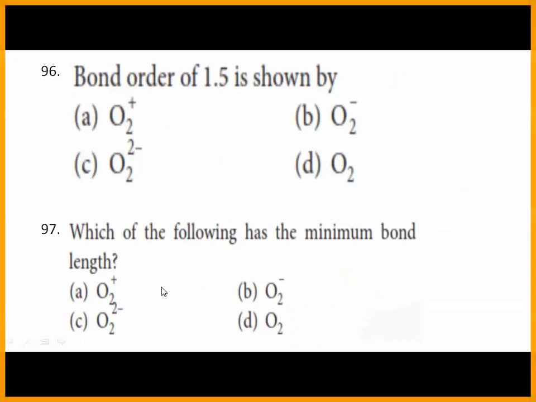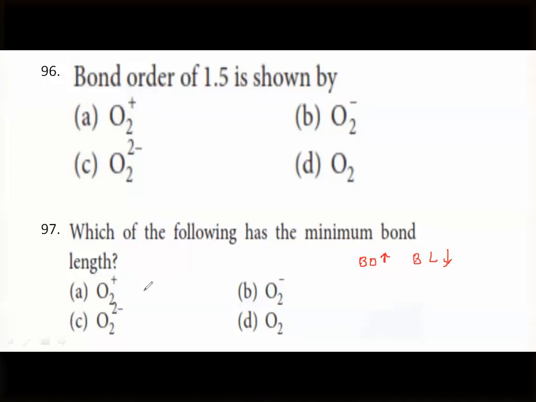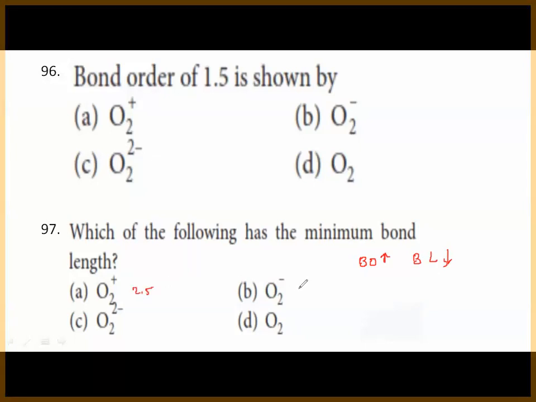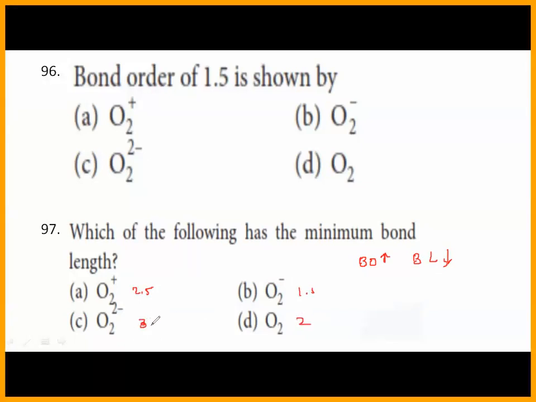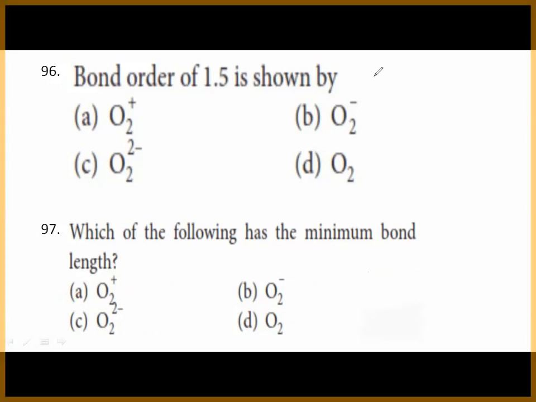Which of the following has minimum bond length? As bond order increases, bond length decreases. So O2 plus, what is the bond order of O2 plus? Just now we have seen bond order of O2 plus is 2.5, bond order of O2 minus is 1.5, bond order of O2 plus 2 is 3, and O2 is 2. O2 minus 2 is 1. So as bond order increases, bond length decreases. In which case is the bond order more? It is in O2 plus 2. So bond length is less, and this option has got minimum bond length.